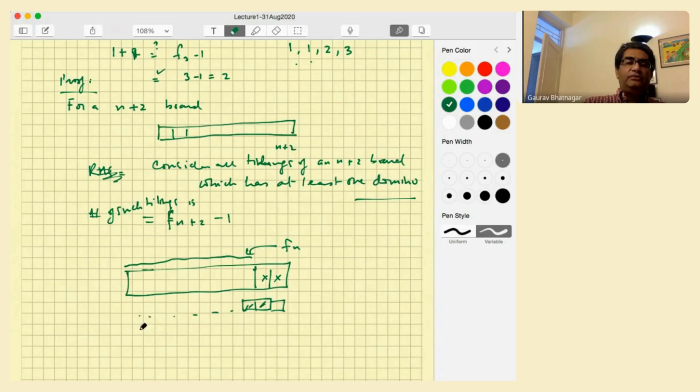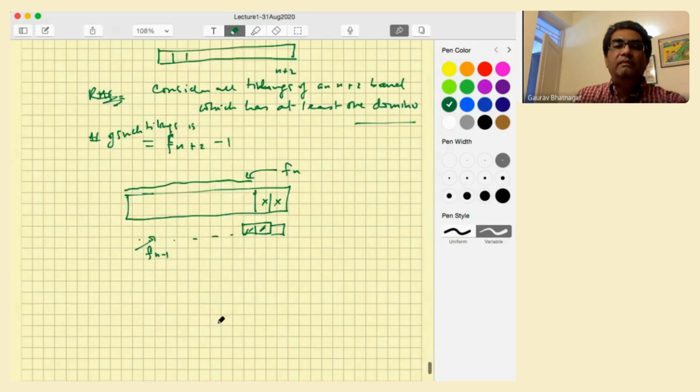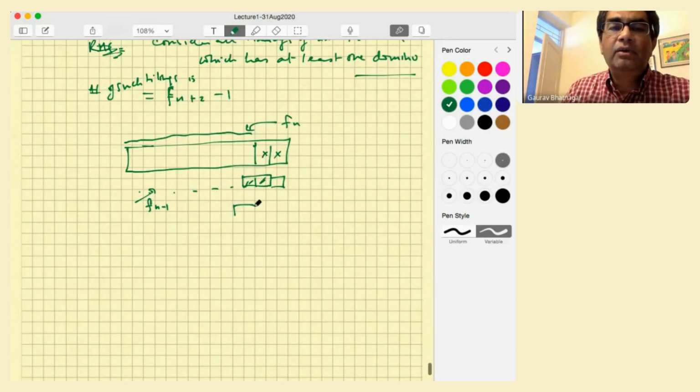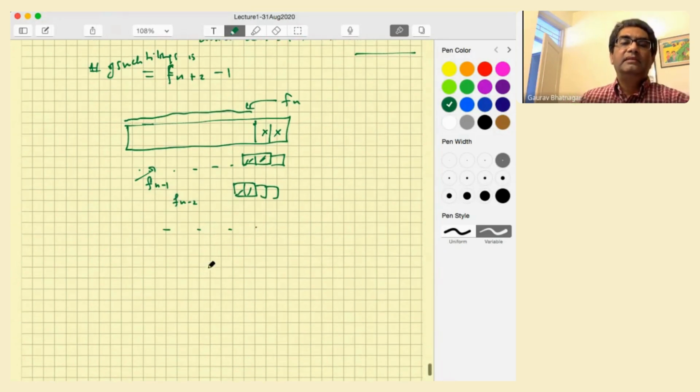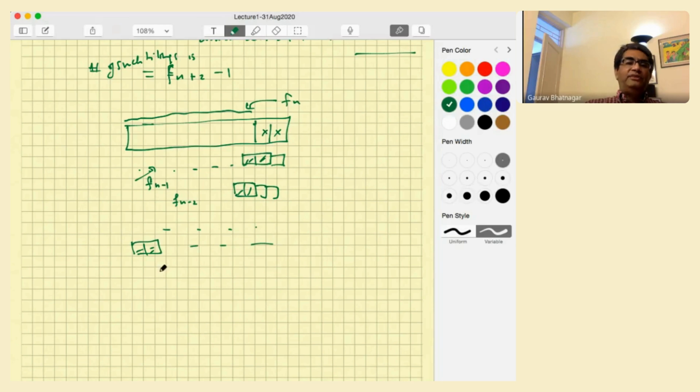Suppose the last domino is over here, then how many tilings would there be? Fn minus 1. Suppose the last domino is over here, then how many tilings are there? Fn minus 2, and so on. So this will give you F0.